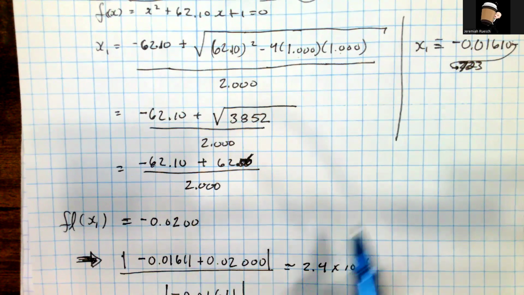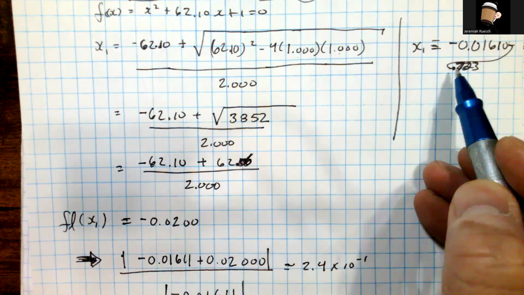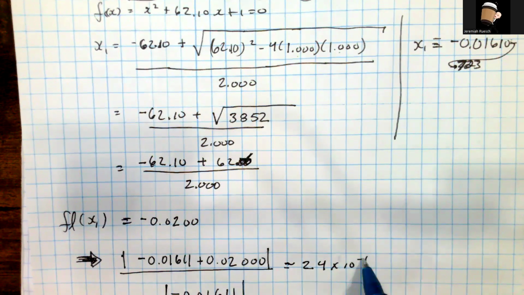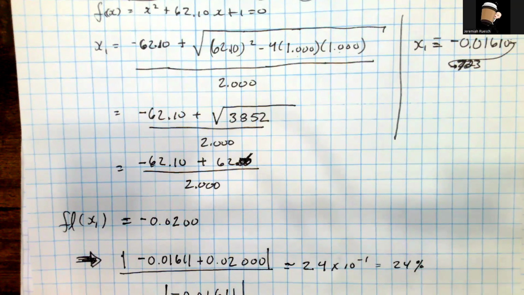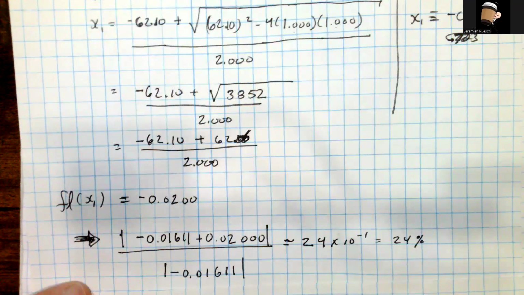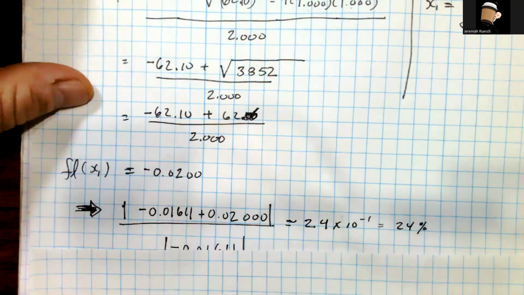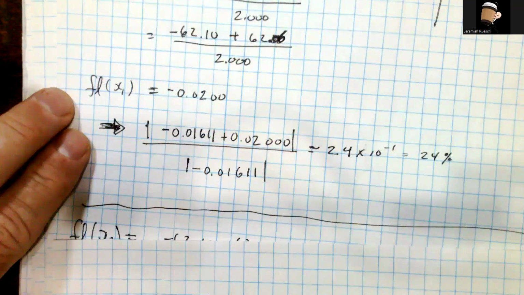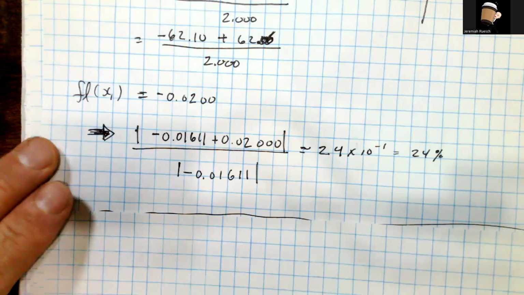And then the relative error for the exact value of x1 being negative 0.01610723. So we get a relative error of 2.4 times 10 to the negative 1, or about 24%. That's a relatively large relative error. So what can we do to reduce that relative error? Well, that's where rationalizing the numerator can come in.